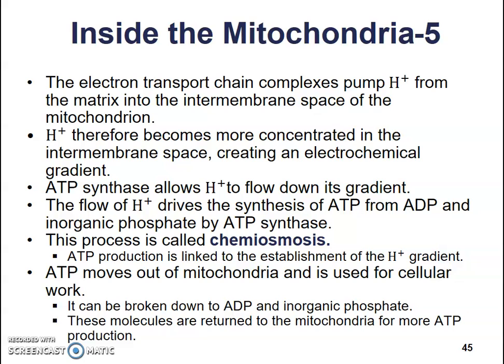The ATP then moves out of the mitochondria and is used in the cell for any kind of work that needs to be done. It is then broken down into ADP and organic phosphate. These molecules are returned to the mitochondria for more ATP production. So it's just a big cycle. The ATP gets made, it gets used, broken down into ADP and phosphate, and it is constantly being regenerated in the mitochondria of our cells.